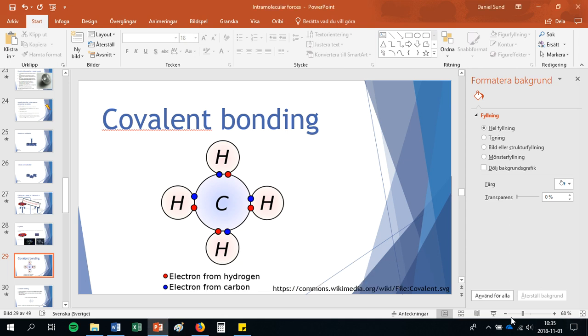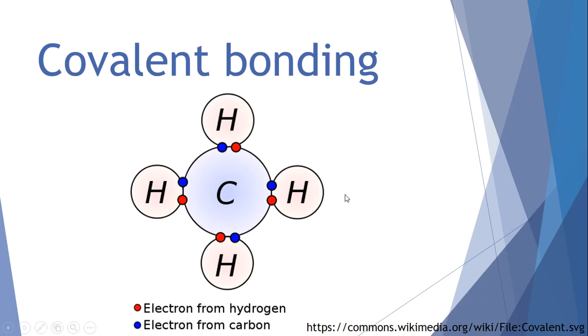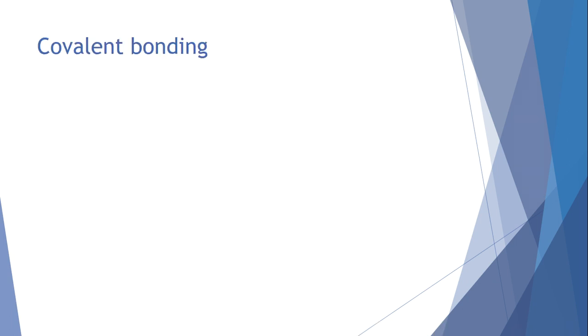So let's see here, let's take this up. Alright, covalent bonding, the type of bonding that builds up molecules through shared electrons in covalent bonds. And let's get into how this works.